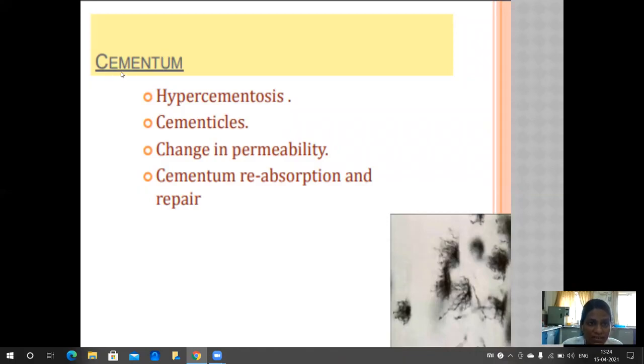Coming to the third layer, that is cementum. The changes in cementum are hypercementosis, cementicles, change in permeability, and cementum resorption and repair. These are all the changes that occur in cementum due to age.